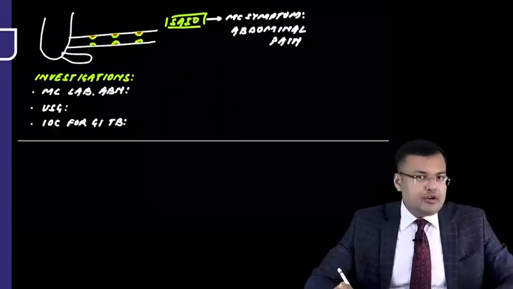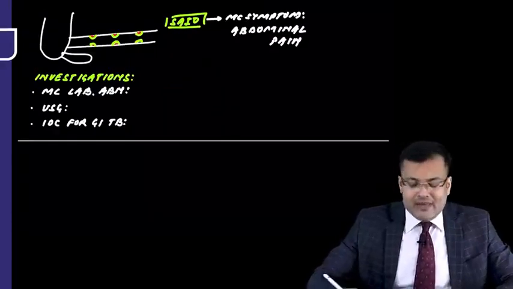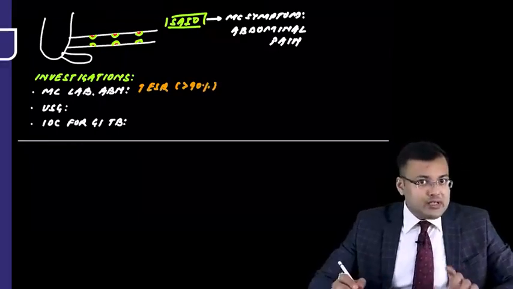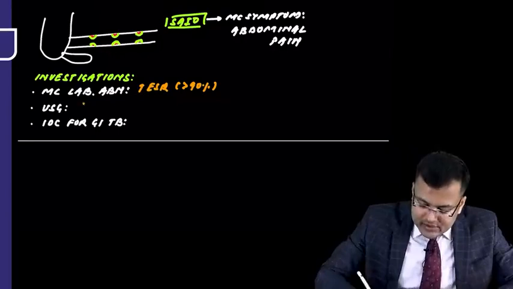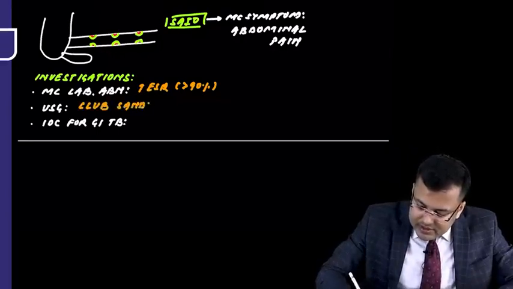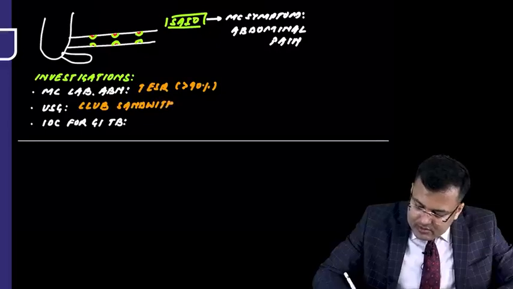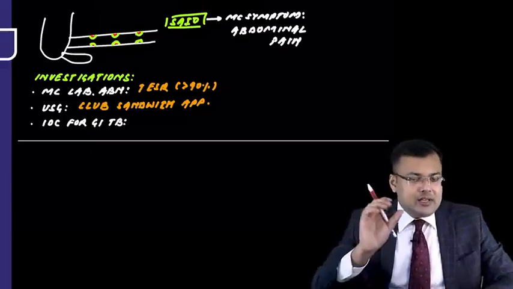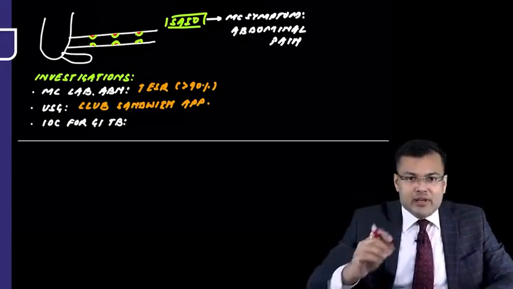In any kind of tuberculosis, what is the most common laboratory abnormality? There is raised ESR, and this is seen in more than 90% of patients. Second, if you perform ultrasound, there is a typical appearance known as club sandwich appearance. Why is there a club sandwich appearance? Because of matted bowel loops, and there is collection of fluid in between the bowel loops.